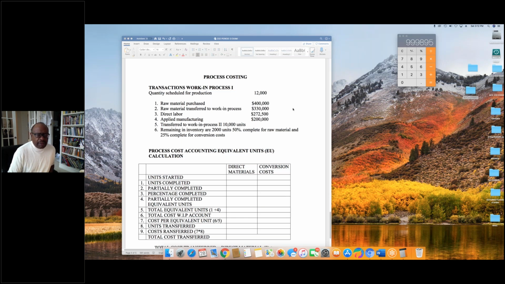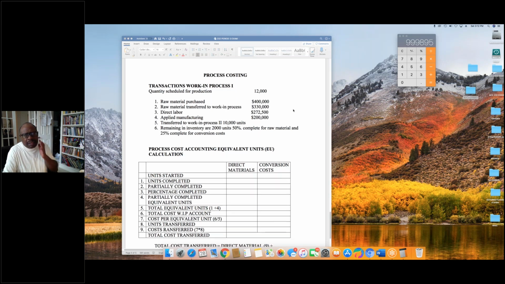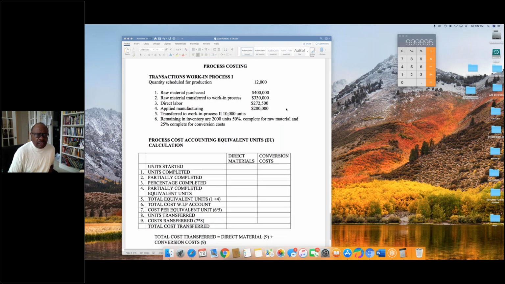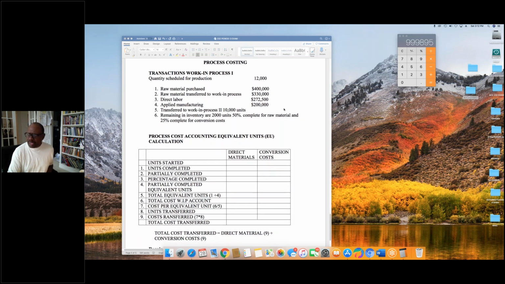Whereas with multiple products, we have a working process for each product. We're only dealing with one product now, but we have a working process account for each process.